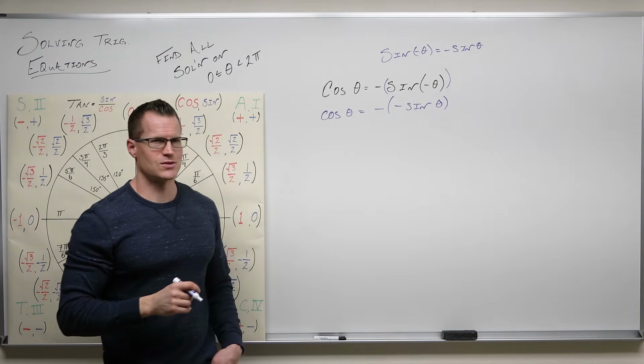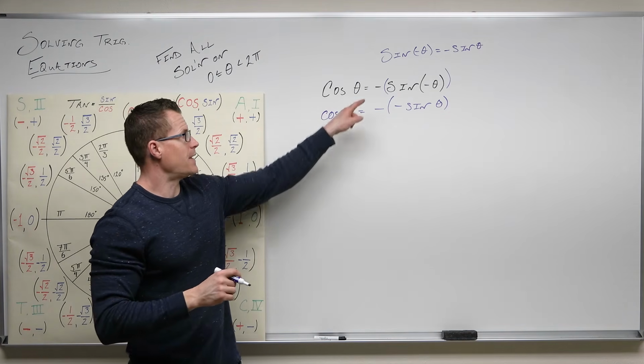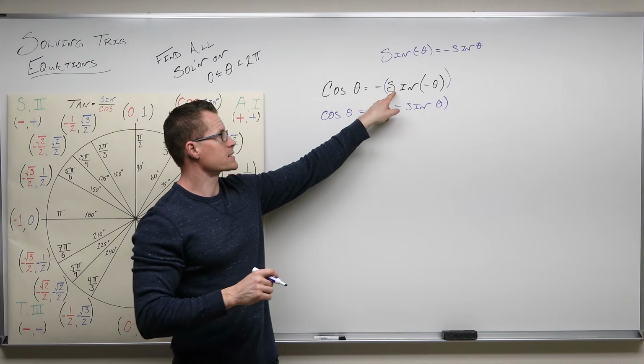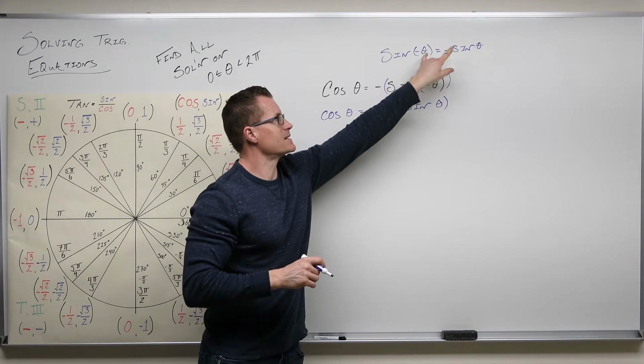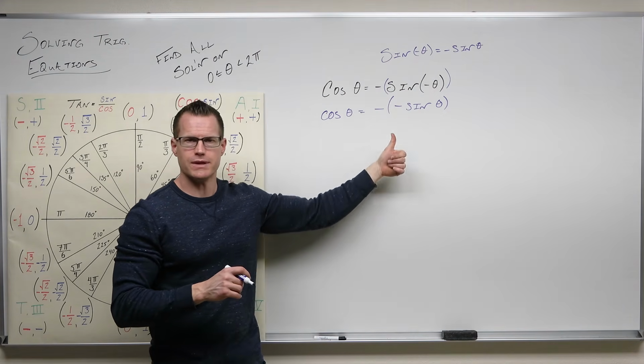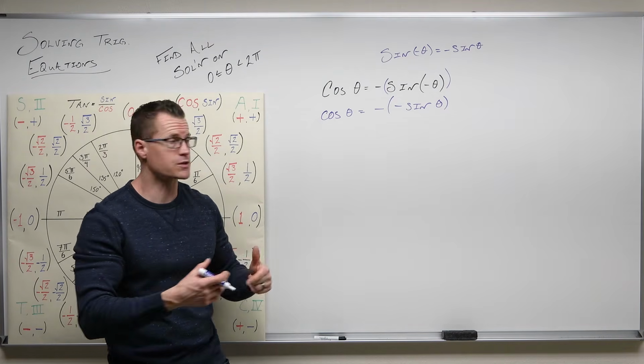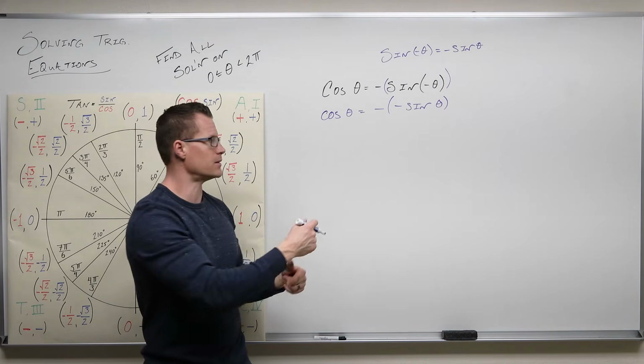Can you see how a lot of students would probably make a sign error right there? That negative is there. Sine of negative theta is negative sine theta. So what's a negative negative? Opposite of negative is positive. So we have cosine theta equals sine theta.